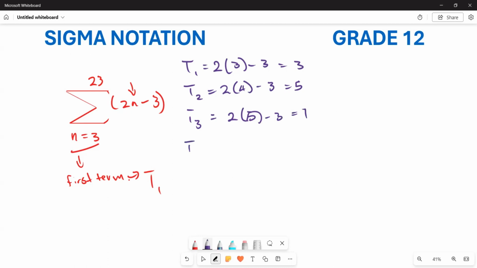Let's say we go for our term number 4. Our term number 4, can you see that this is going to be given by 2 into 6 subtract your 3, which is equals to what? Which is equals to your 9. And now these are the 4 terms.